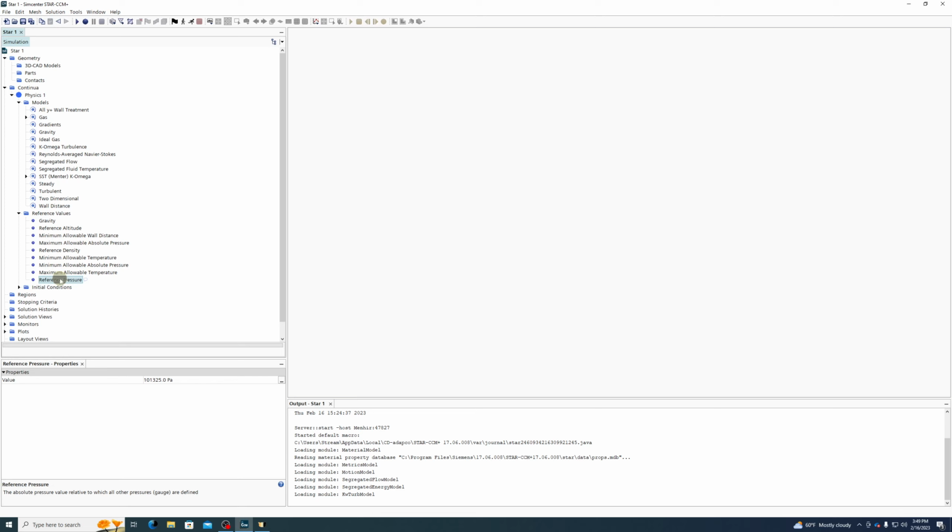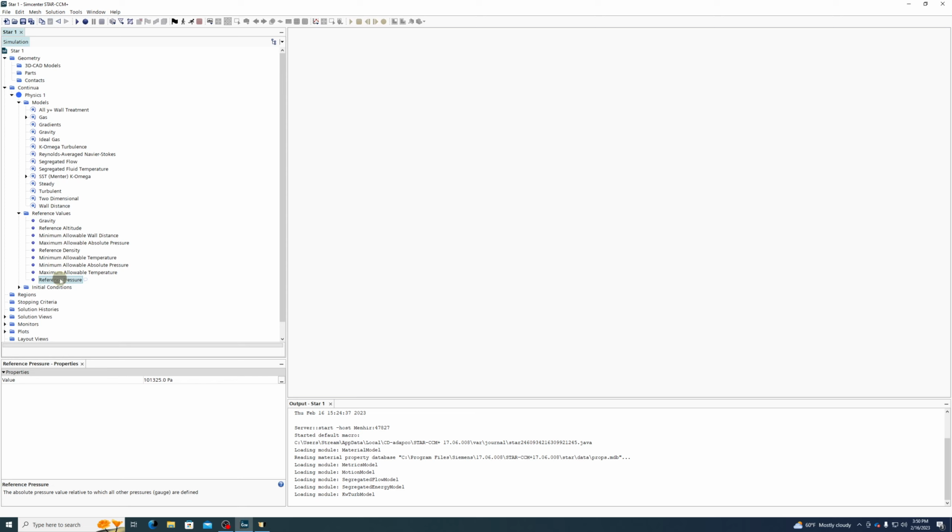I hope you're still awake, because I left in these reference values, I left arguably the most important thing for last. That is reference pressure. Unless it has the word absolute attached to it, every single pressure in STAR-CCM is measured relative to this value.